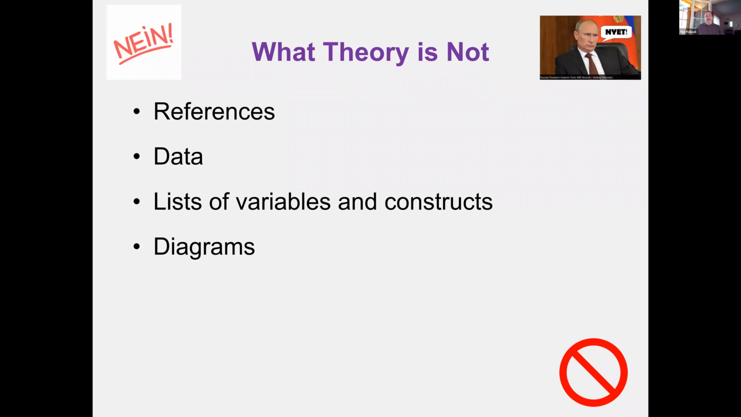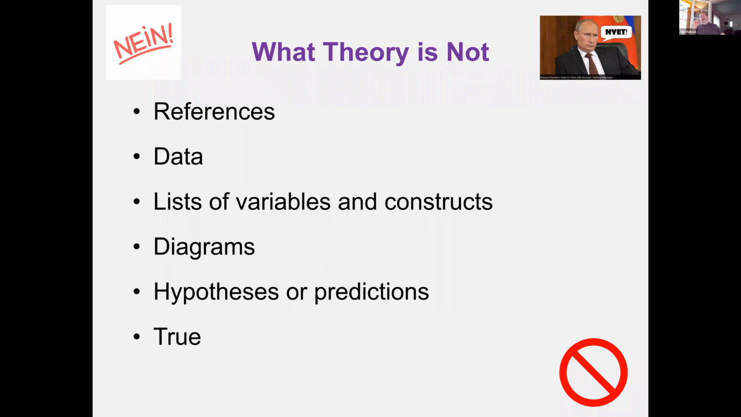Theory is not diagrams either. Diagrams are useful in helping explain theory, but they are not a substitute for theory because they are not self-evident and they don't explain themselves. We use diagrams to help illustrate the theory, but the theory still needs to be explained verbally in words. So you don't just put a picture up there and say, that's it. Theory is also not hypotheses or predictions. These are the outcomes of theory, not the theory themselves.